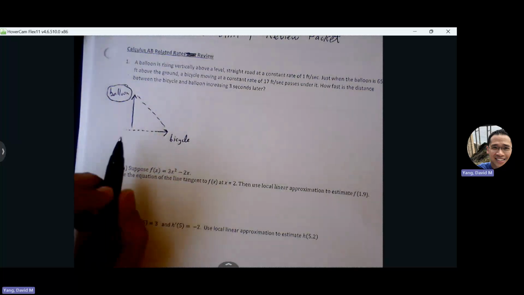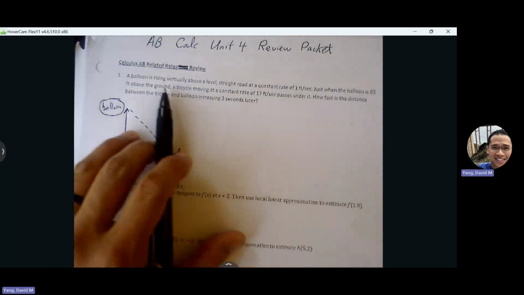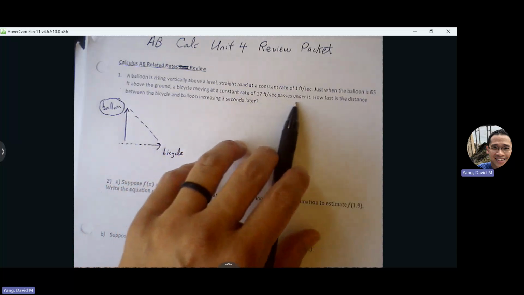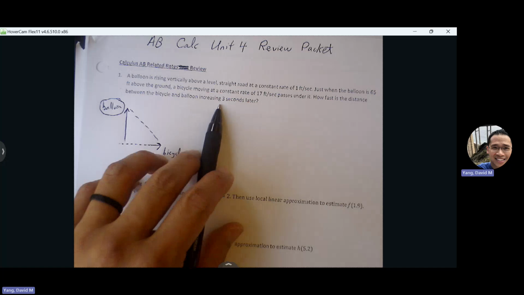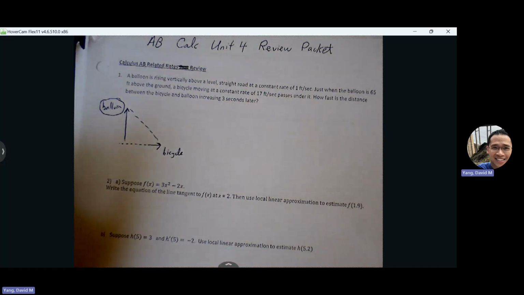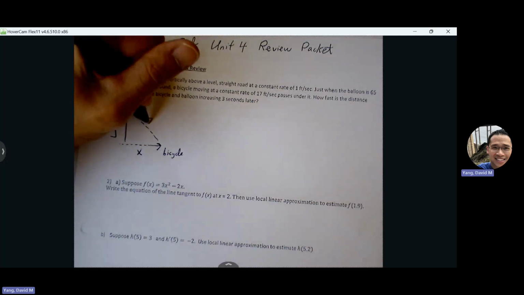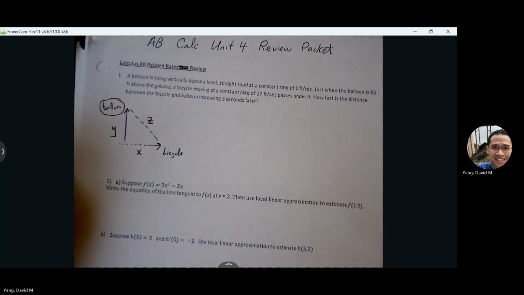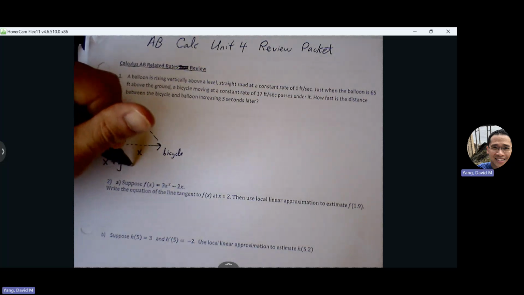So here's our triangle being formed once that bicycle passes underneath the balloon and starts to go away from the balloon. The bicycle is moving at a constant rate of 17 feet per second. How fast is the distance between the bicycle and the balloon increasing 3 seconds later? So we know this is a Pythagorean theorem problem, so x, y, and z. We'll set everything up the same way as we've done before.